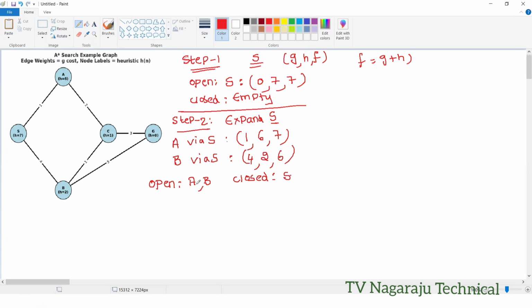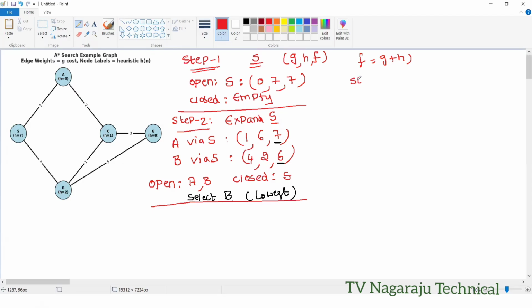Now the question is, open consists of A comma B. Among these two, which node are you selecting? This total value is equal to 7. This total cost is 6. Which one are you selecting? You are selecting the node B. Why? B has the lowest value. I am selecting node B. Clear?